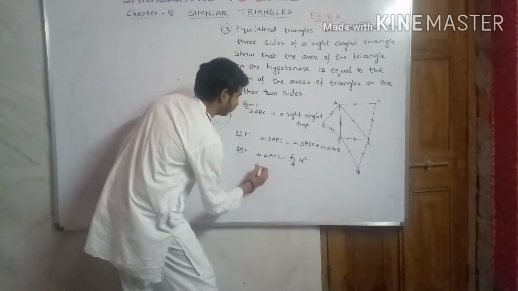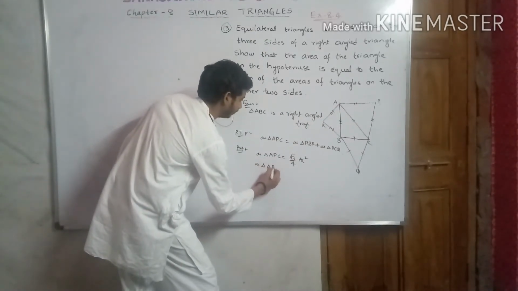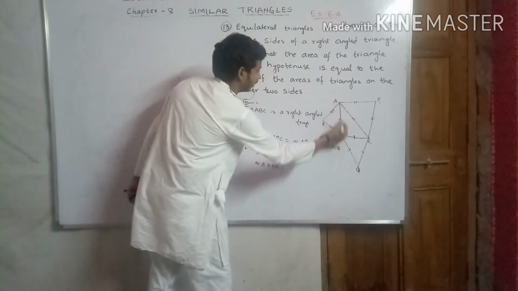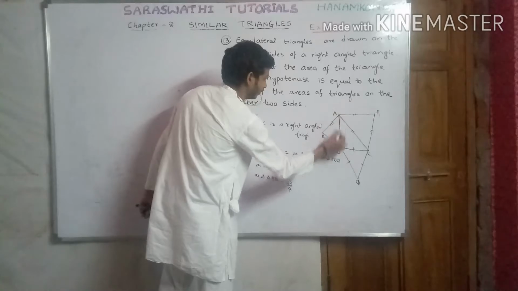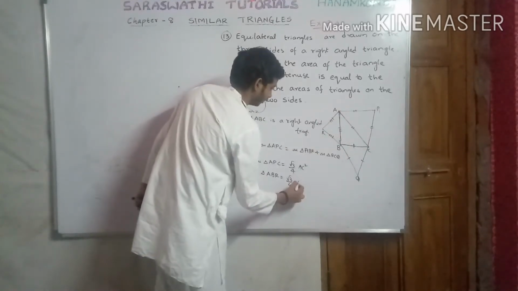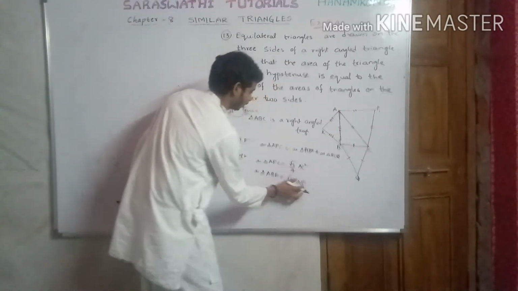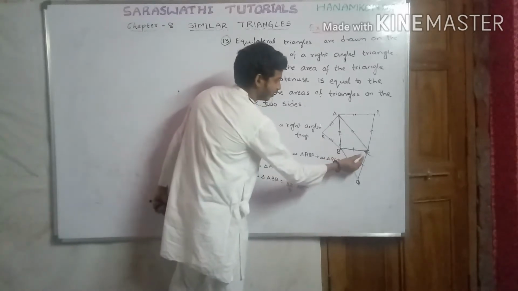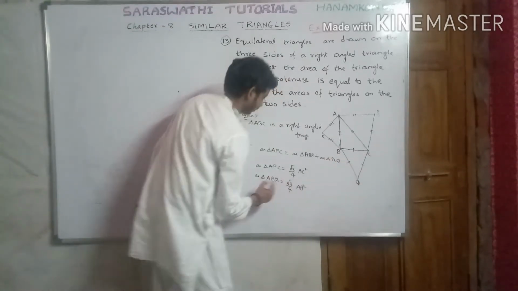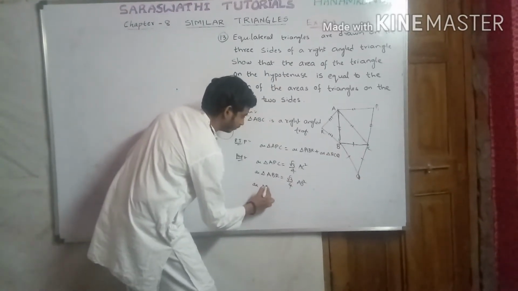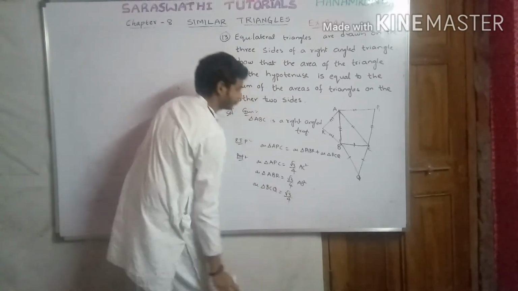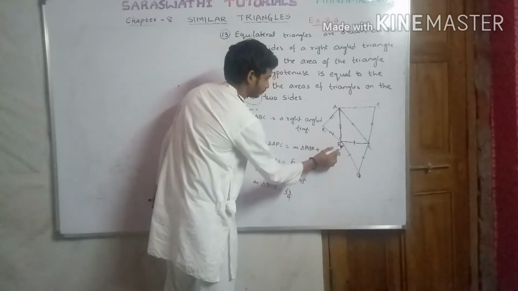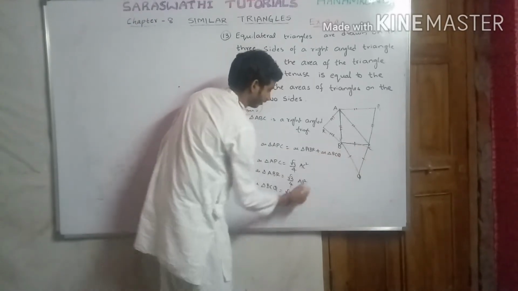Again, the area of equilateral triangle ABR equals root 3 by 4 A square, where A value is AB. So root 3 by 4 AB square. Similarly, area of equilateral triangle BCQ is root 3 by 4 BC square, you can write.